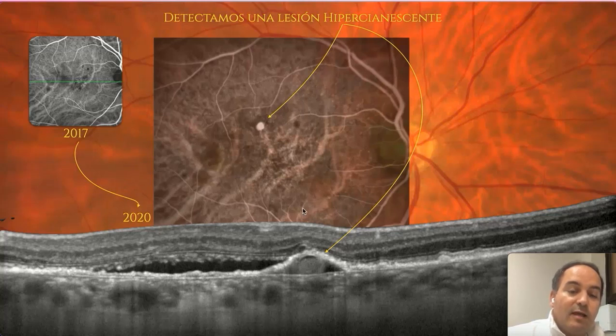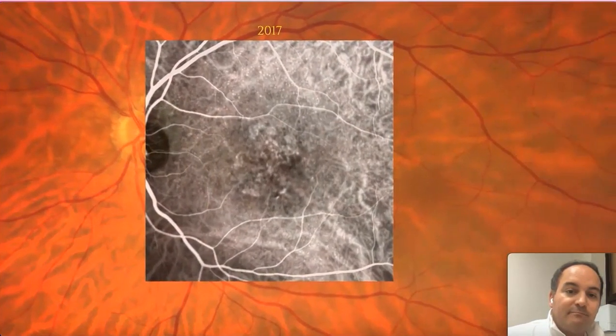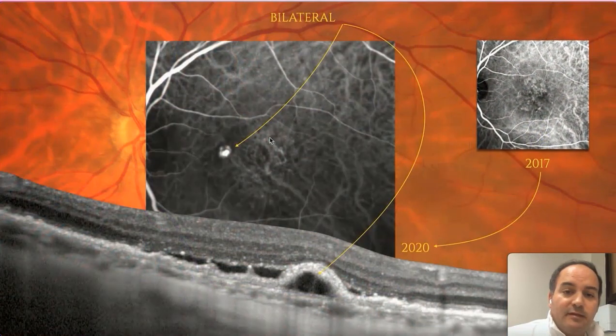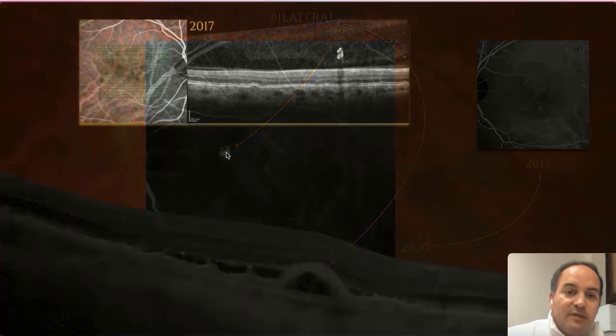suspect there was a polyp, aneurysmatic type 1 neovascularization. So we repeated the ICG. As you can see here, this hyperfluorescence in the ICG corresponds with this polyp. The same happened to the left eye of this patient. He also developed this round lesion below the RPE with this hyperfluorescence in the ICG.